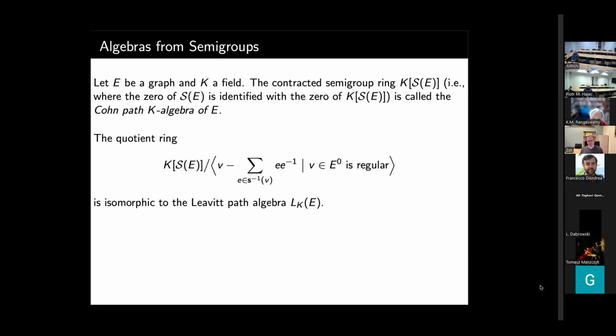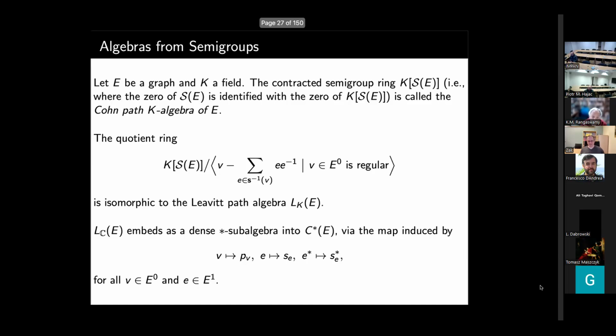And then how does this connect to the C-star algebra? Well, okay, now let's talk about this over the complex numbers. Then there's this obvious map from the Leavitt path algebra to the C-star algebra. You send sort of the vertices to the corresponding functions and the edges and so on, and you get a dense subalgebra there.